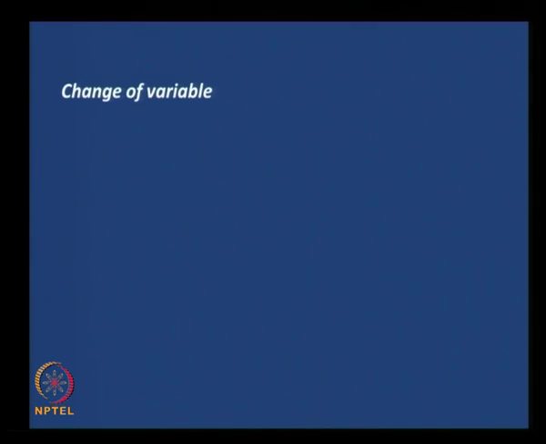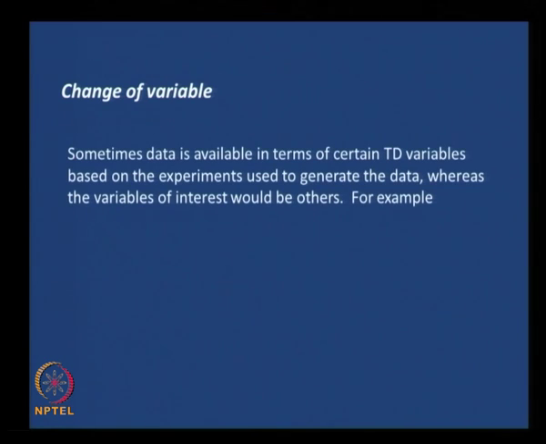Last class we ended when we started looking at some useful mathematical manipulations. We introduced the change of variable manipulation. We said that sometimes we would have data in terms of certain variables, and the quantity that is needed could be in terms of other variables. We could use mathematical manipulations to represent data that is available in one way in terms of what we need.